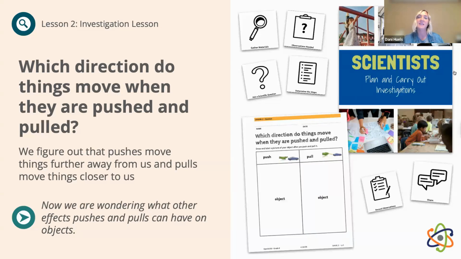In lesson 2, students begin investigating the direction something moves when it's being pushed and pulled. They read about how to plan an investigation, and then work together to plan and carry out an investigation to figure out which direction objects move when using pushes and pulls. So through this, students figure out that pushes move something further away and pulls move things closer to us. They also begin to understand that they can plan and conduct investigations to explain how and why things move. Now students are wondering what other effects pushes and pulls can have on objects.